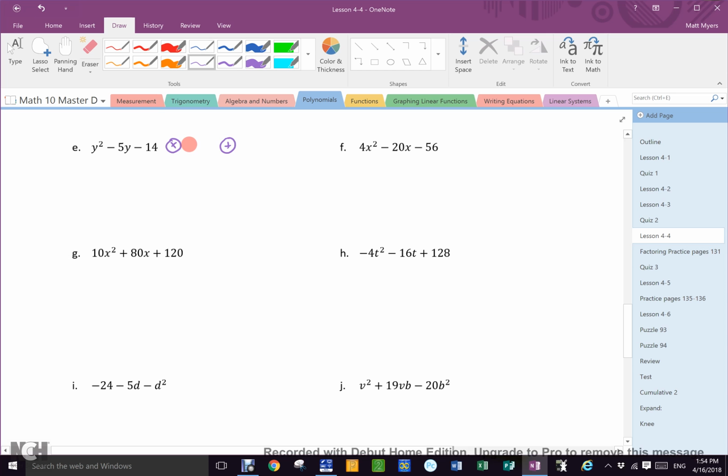What do I need to multiply to negative 14? What do I need to add to negative 5? Is it 14 and 1? No. Is it 7 and 2? Yes. How will 7 and 2 get me to negative 5? Negative 7 plus 2, yes? So it must be y minus 5, y plus 2.